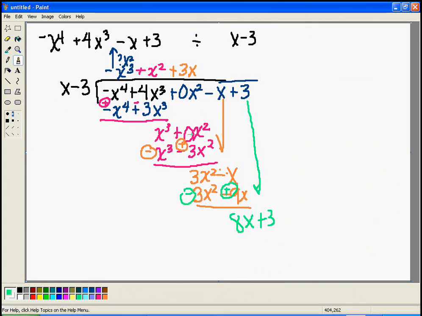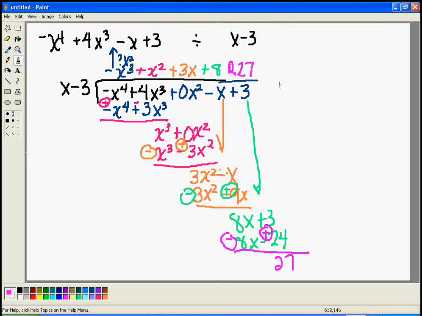Plus 3. So what times x gives me 8x? It's going to be an 8. 8 times x gives me 8x. 8 times negative 3 gives me a minus 24. For the last time, changing my signs. Okay, I get 8x minus 8x is 0, and 3 plus 24 is 27, so that's going to be my remainder.